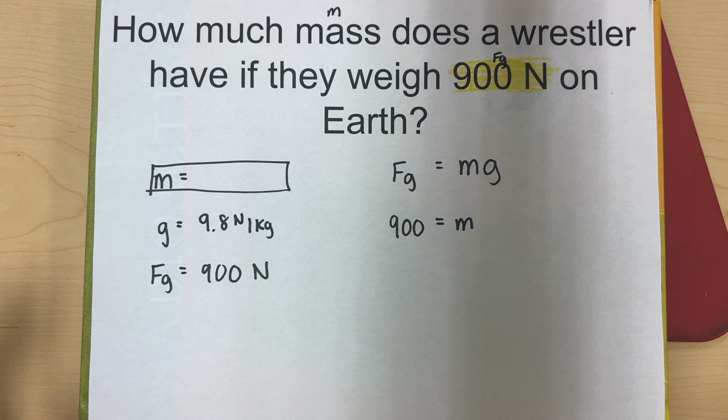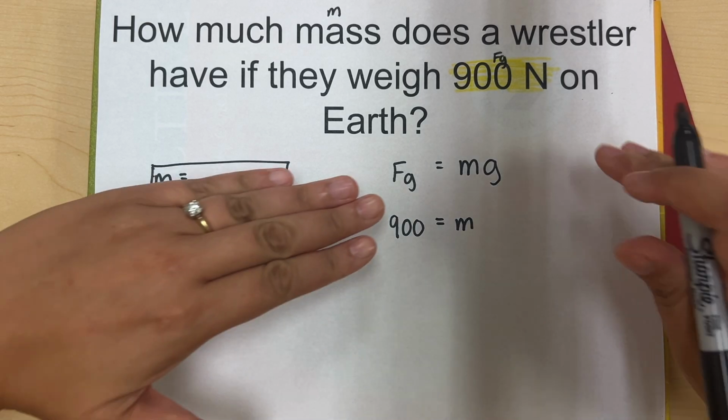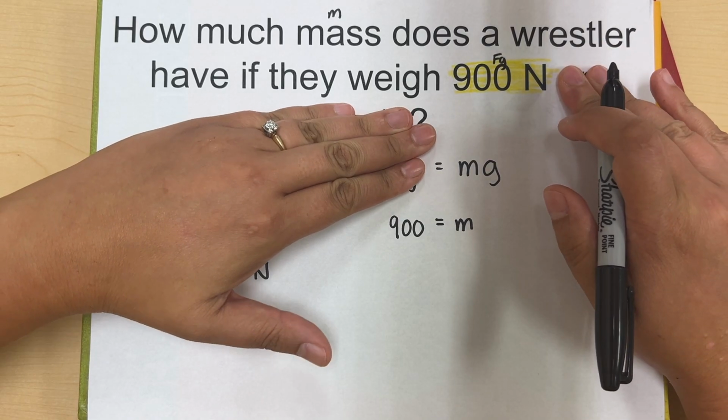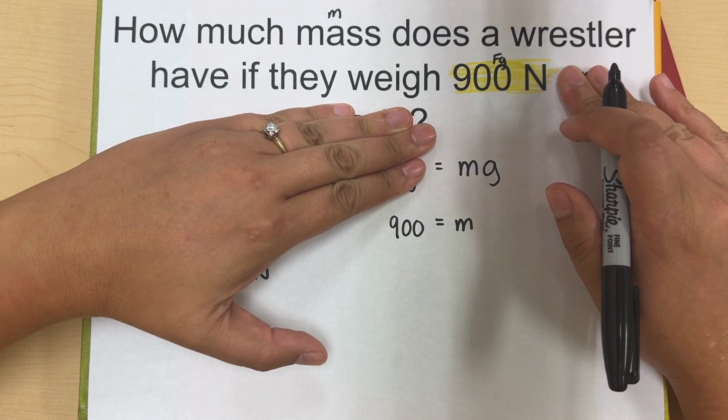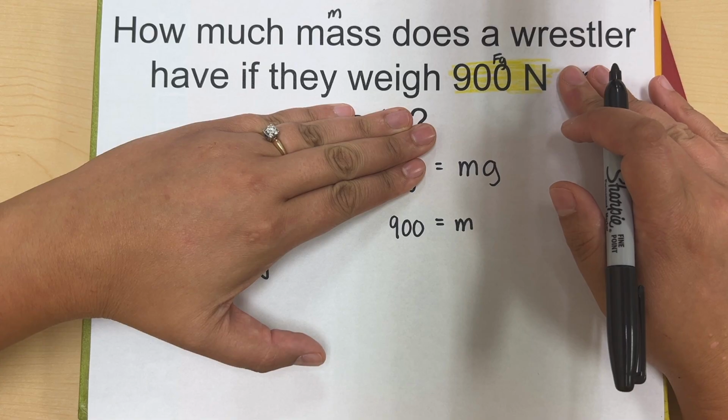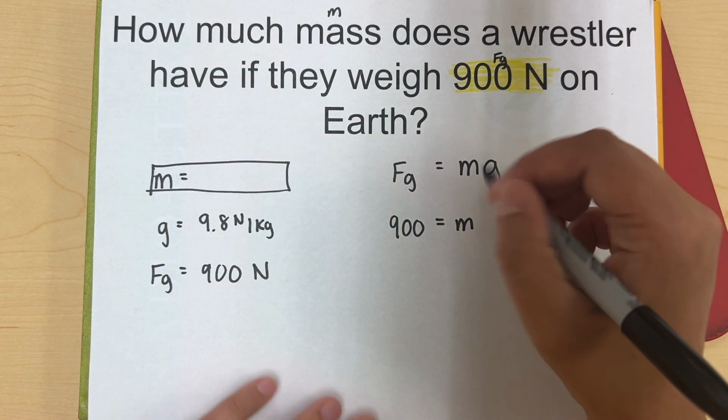A note on that might be, I'm going to assume it's Earth unless I said something to the contrary. So in a problem, even if it didn't say on Earth, and it said, how much mass does a wrestler have? I would assume it's on Earth unless I say otherwise.